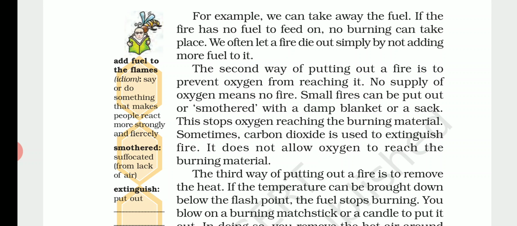So what happened? You have seen in some of the movies, if fire is caught to a person, then people used to wrap that person in a blanket. Blanket में उसको लगा देते हैं ना.